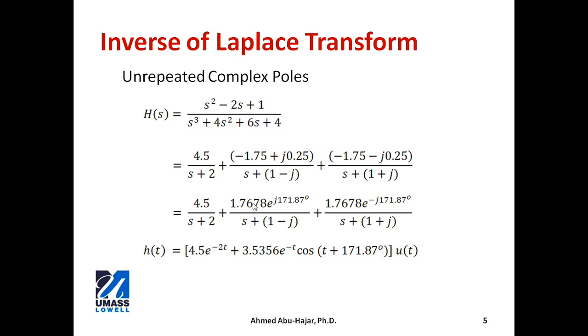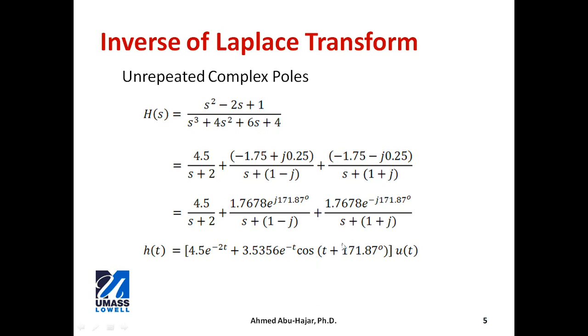So if you have 1.76, for example, when you multiply it by 2, you get 3.535 times e to the minus 1 t. The minus 1 here comes from the real part of the root, times the cosine of 1t. I have 1t because this is the magnitude of the imaginary part of the pole. So the real part of the pole will give you the exponential decaying part. The imaginary part of the pole will give you the oscillation frequency inside the cosine term.